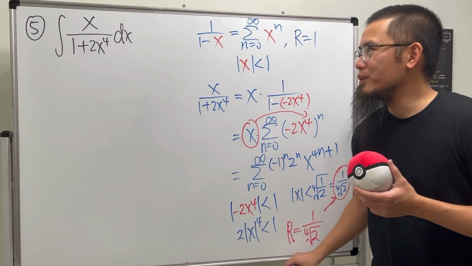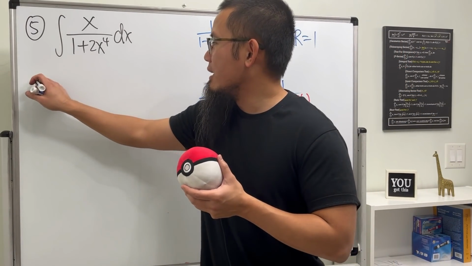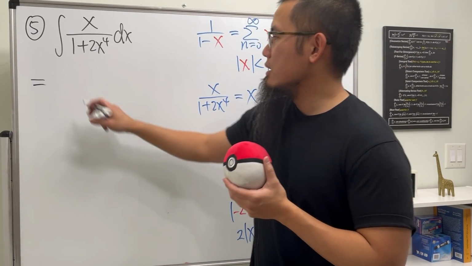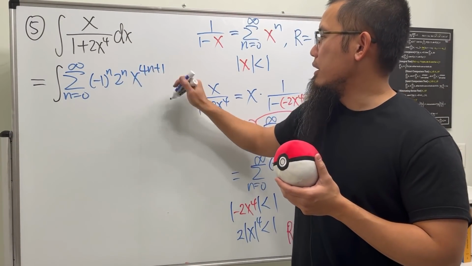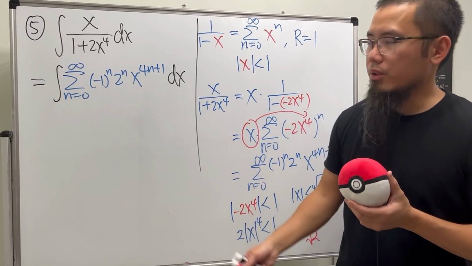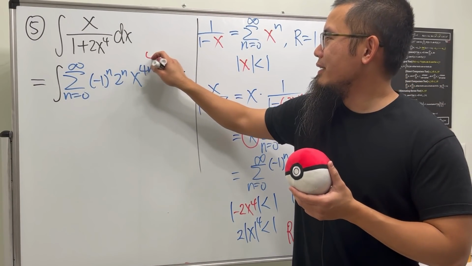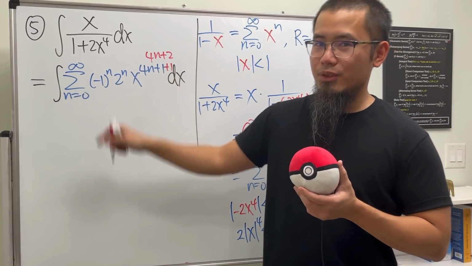Okay, all done with that. This right here is the fun part. Ladies and gentlemen, to integrate this is just the integral. You know what we are going to do. Go ahead, add 1, 4n plus 2, and divide that a new power.